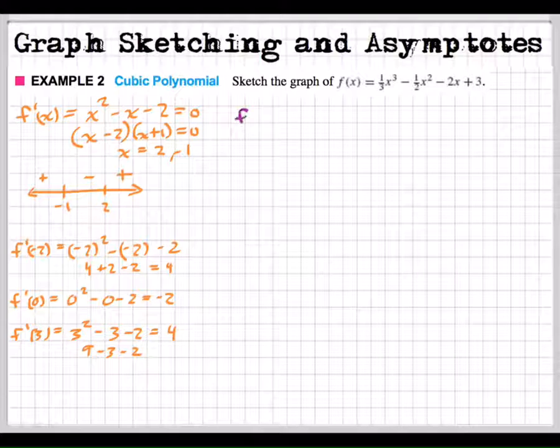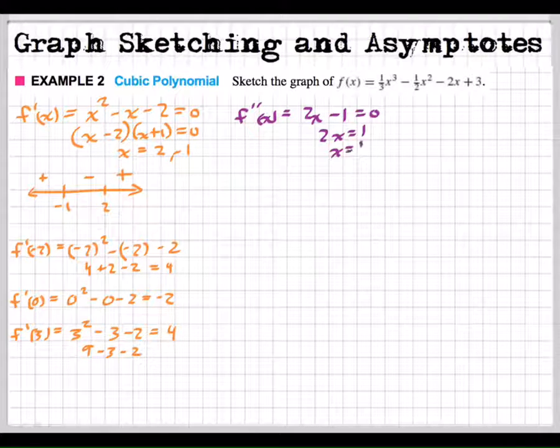Alright, f double prime. I take another derivative of that, and we would have 2x minus 1. Set it equal to 0, and we get 2x equals 1, x equals 1/2. And so at 1/2, we have a possible inflection point.